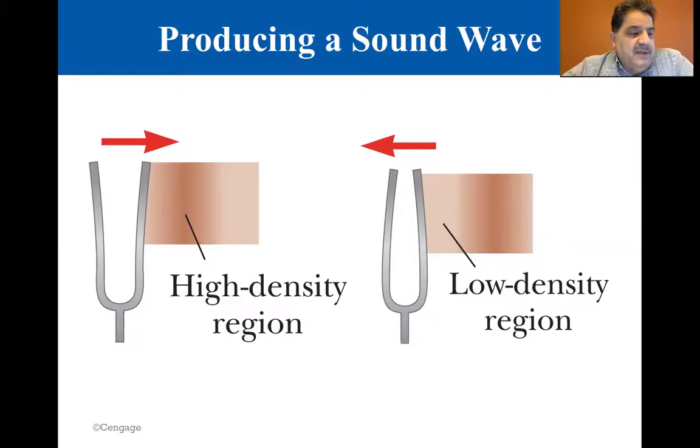When the tine swings to the left, as you can see in the figure on the right, the molecules in the air to the right of the tine spread apart. And so the density and air pressure in this region are lower than normal. Regions of reduced density are called rarefactions. So sound is the traveling of compressions and rarefactions of air molecules that reach our ears.